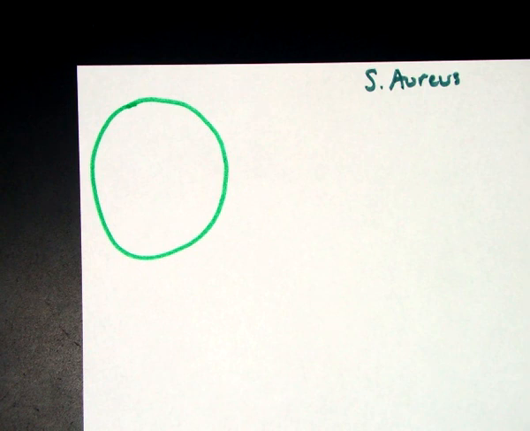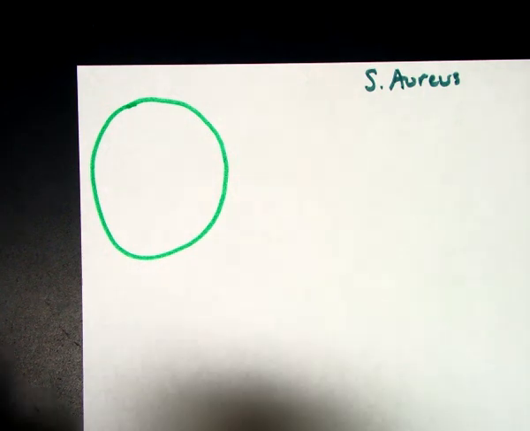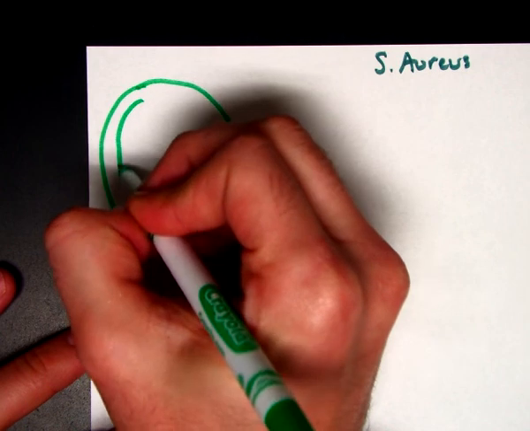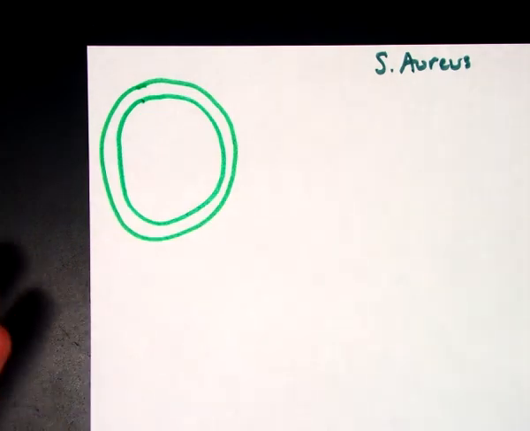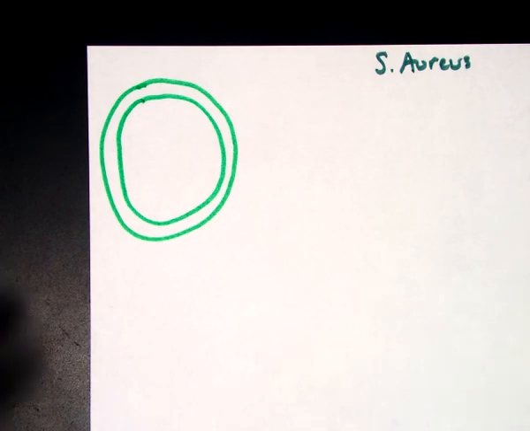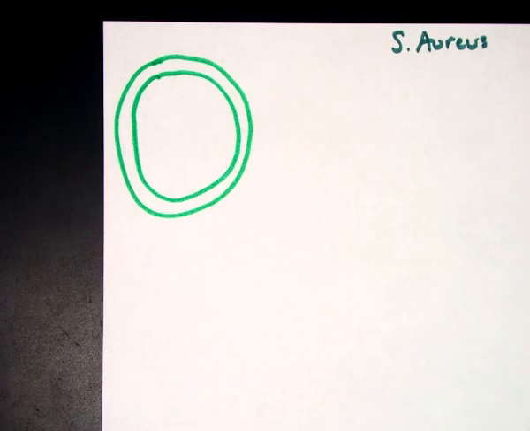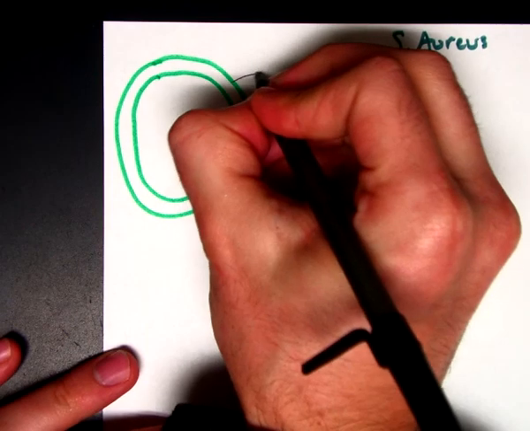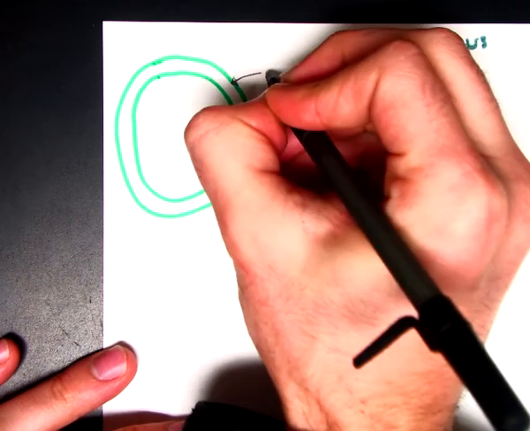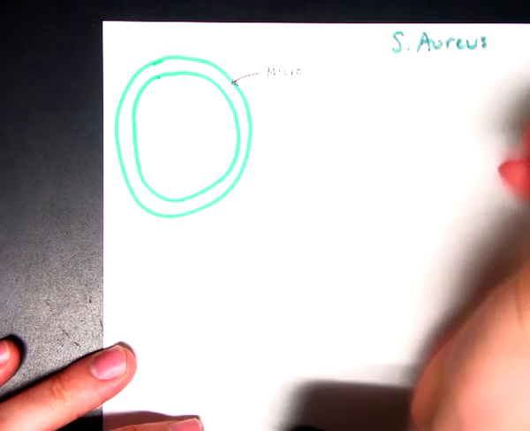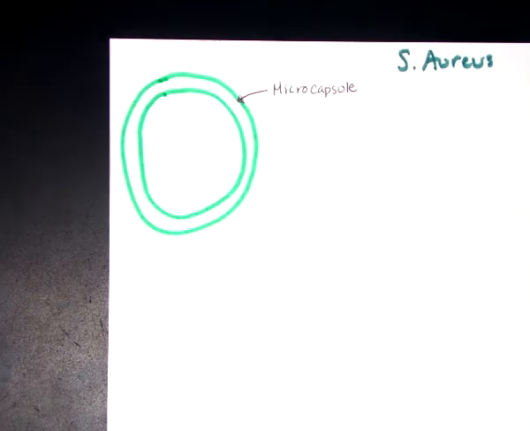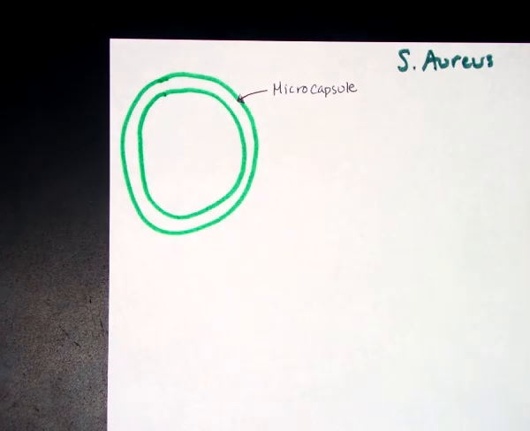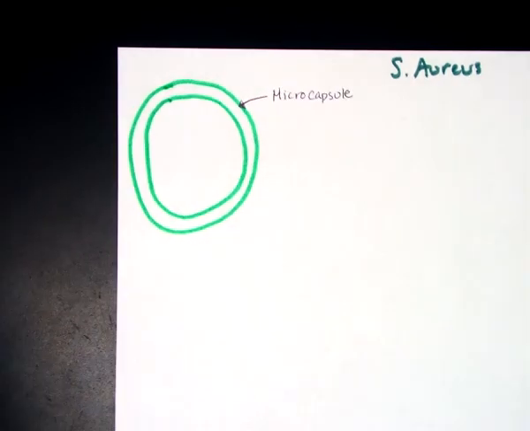So this type of bacteria, it's actually got two barriers that protect its internal components. On the outside, it's got this thing called a microcapsule. A microcapsule. It's like the first line of defense protecting the inside of this bacteria.